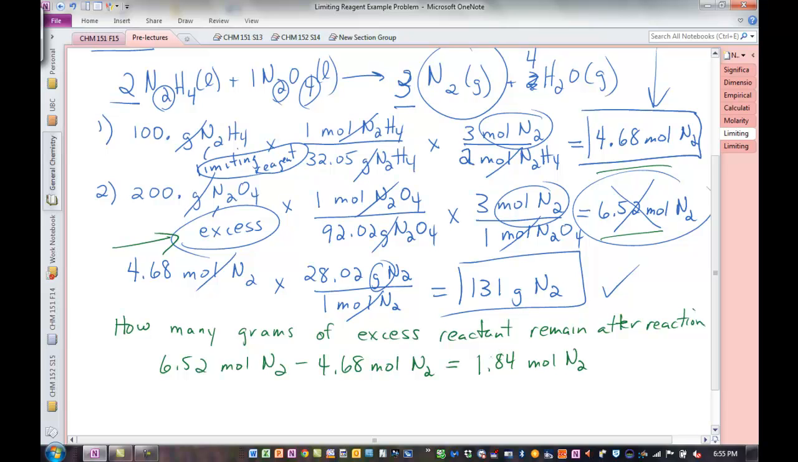Okay, and when I subtract those, I get 1.84 moles of N2. Well, what is that? Because that just seems like some random thing. Okay, we got two answers. We know the 6.52 is not right. Then I just subtract them and I get a number.